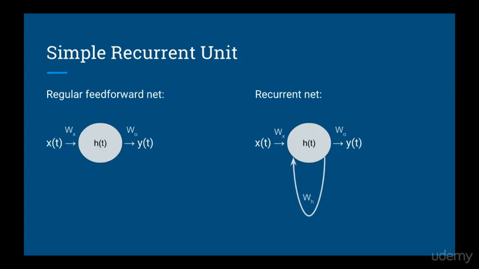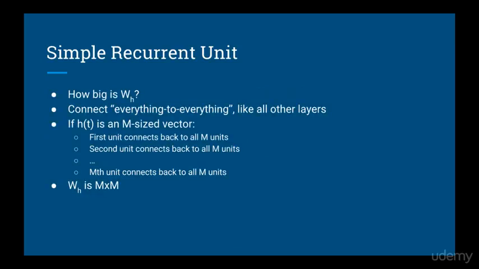Here's the picture again, but showing the weights. Notice that the feedback loop implies there's a delay of one time unit. So one of the input units into h of t is h of t minus 1. One question you might have is, how big is WH? Just like the other layers, we connect everything to everything. So if there are m hidden units, the first hidden unit connects back to all m hidden units, the second hidden unit connects back to all m hidden units, and so on. So in total, there will be m squared hidden to hidden weights.